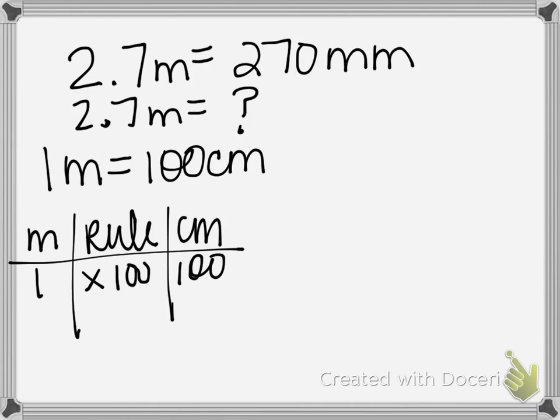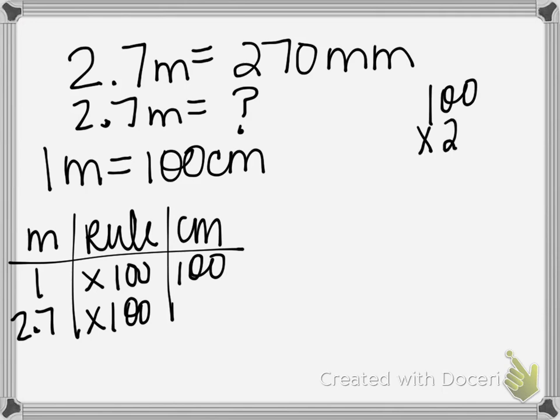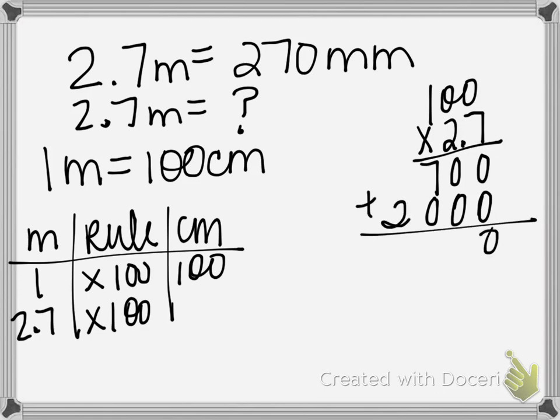But I don't just have 1 meter. I have 2 7/10 meters. My rule is still the same, times 100. So 100 times 2 7/10. 7 times 0 is 0. 7 times 0 is 0. 7 times 1 is 7. Fill my placeholder 0. 2 times 0 is 0, and 2 times 1 is 2. Add that together, I get 0, 0, 7, 2. And I know that 1 digit is behind the decimal, so that's the same for my answer. So 270 centimeters is also equal to 2 7/10 meters.